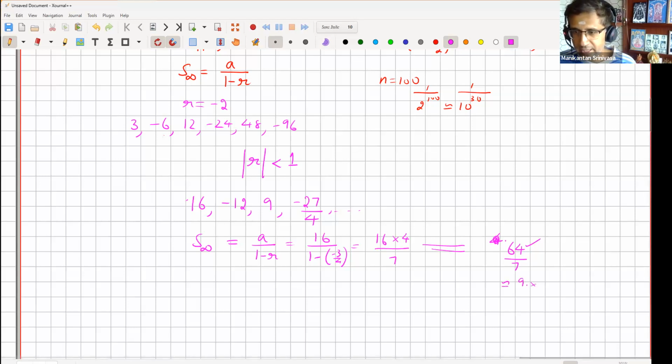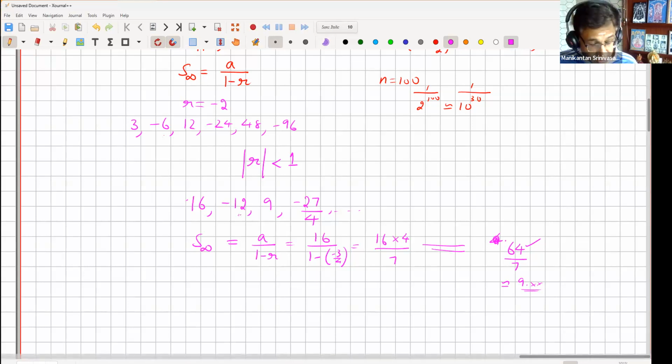9 point something, right? And you can always verify when you get an answer, you can literally add the first few terms and see it for yourself. 16 minus 12 is, sorry, 16 minus 12 is 4. 4 plus 9 is 13. 13 minus roughly how much is this? 6, right? So if you add, you need to go a few more terms.